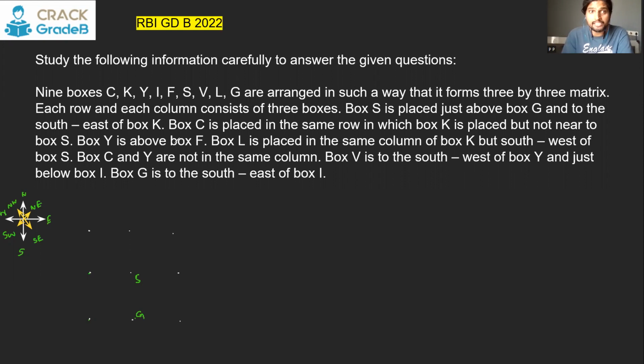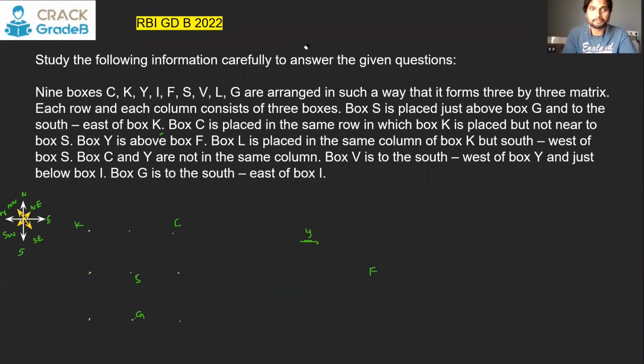First case will be S and G, let's say, are here. Now, box S, as you know, is southeast of K. So that means this box has to be K. Box C is placed in same row in which K is placed, but not near S. Not near S means not in the row or column of S. So that makes this C. Box Y is above F. Y is above F means Y will be on the row which will be above F. It's not necessary in the same column. F could be anywhere. Y could be anywhere. It's just that it should be placed above the level or the row of F. This is what it means.